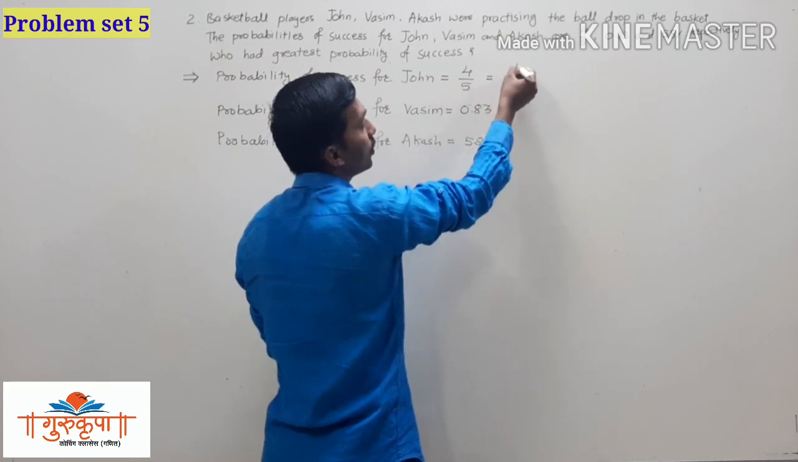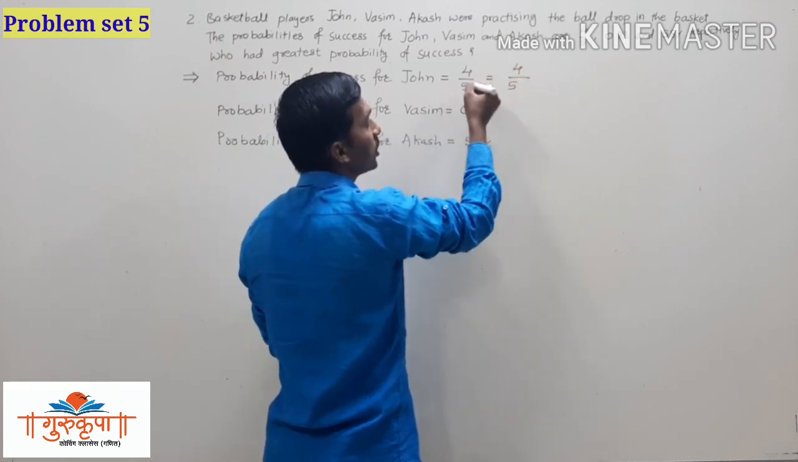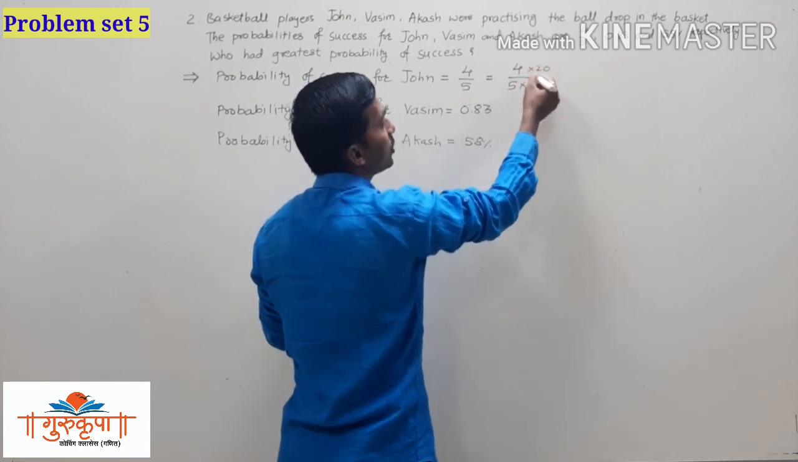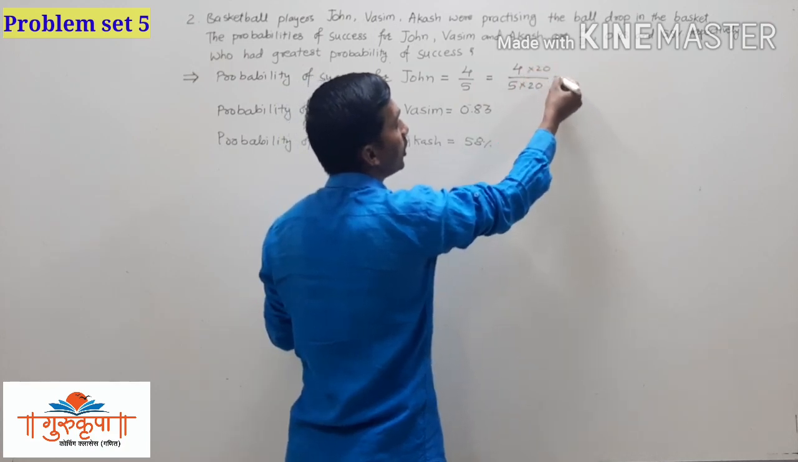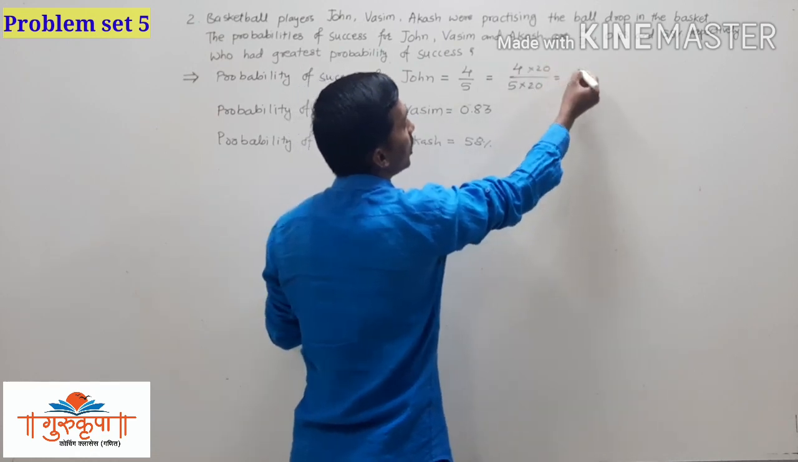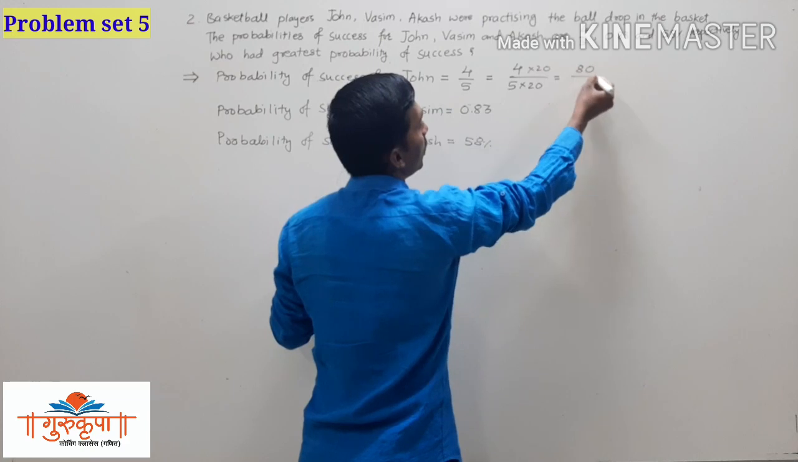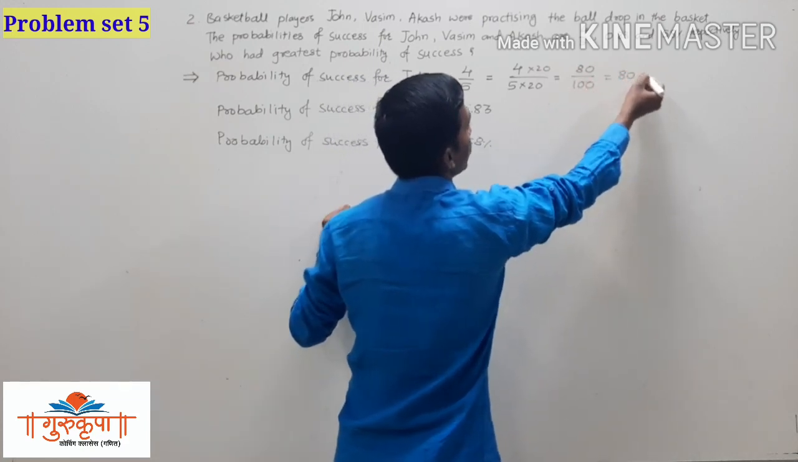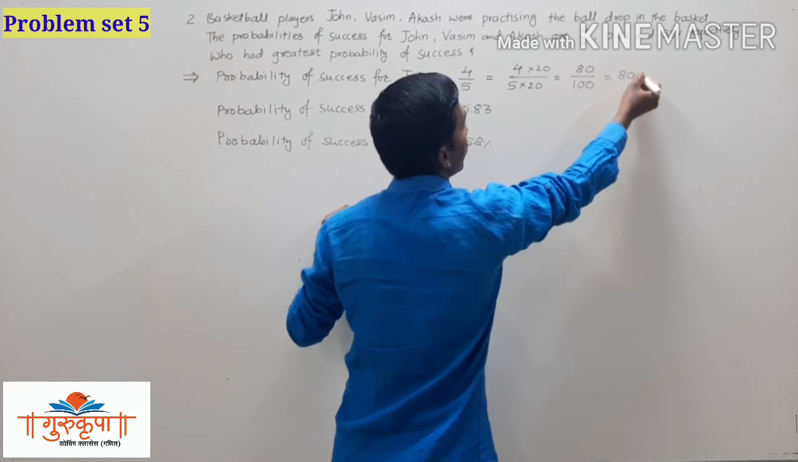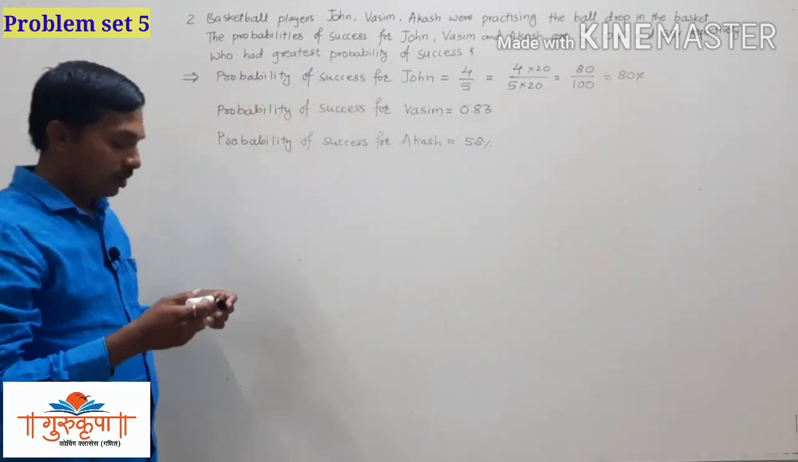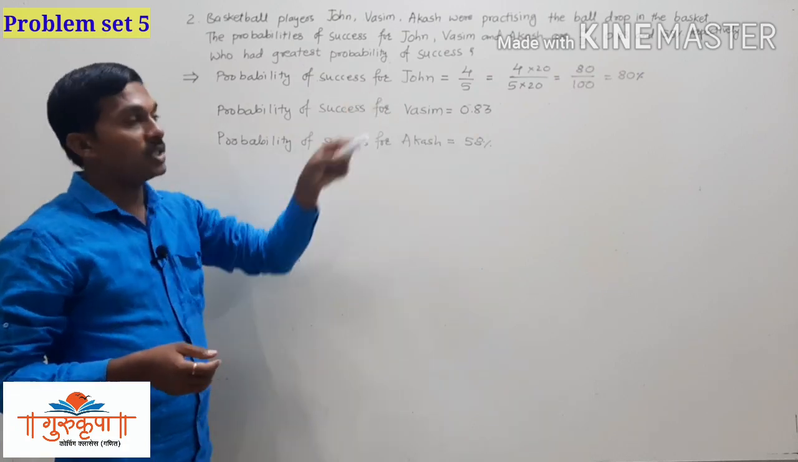We have been given 4/5. Since the denominator is 5, we multiply it by 20, and once we multiply the denominator by 20, we also have to multiply the numerator by 20. So we have 80/100. You can write it as 80%. The probability of success for John is 80%.